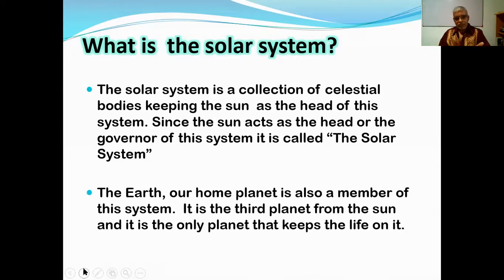Then we are the Earth. The Earth is our home planet, you know it. It is also a member of the system, the third member. First comes Mercury, second comes Venus. Venus is considered our twin sister. Then Earth is the third planet. It is a rocky planet. That is the only planet, as far as we know, that keeps life on it. Therefore, that is a very important one.